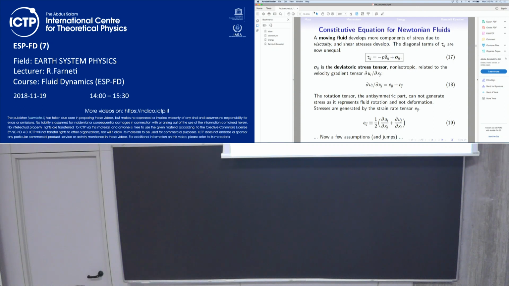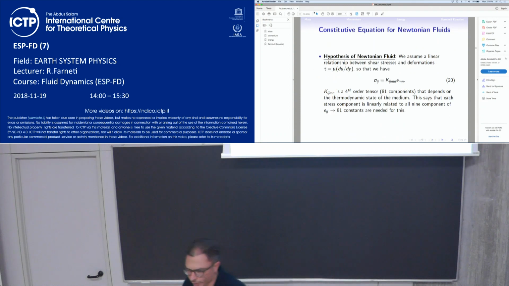Anyway, we're not going to care about the rotation tensor. The rotation tensor is antisymmetric. The symmetric part is the E tensor. Because it's antisymmetric, it doesn't generate any stress in the fluid. It only potentially rotates the fluid, but doesn't generate any stress, and so doesn't generate any acceleration. All the stresses are generated by the strain rate tensor E. So we can just ignore the rotation tensor. Whatever sigma, the deviatoric stress tensor, we have is going to be proportional to the velocity gradient tensor, and the only part of it that we care about is the strain rate tensor E.